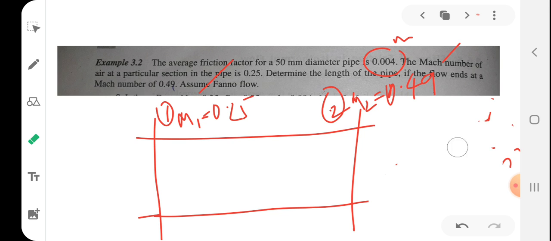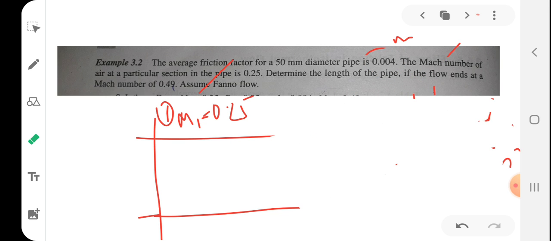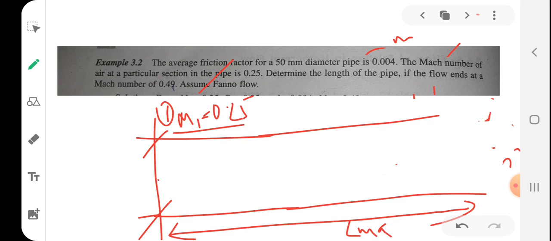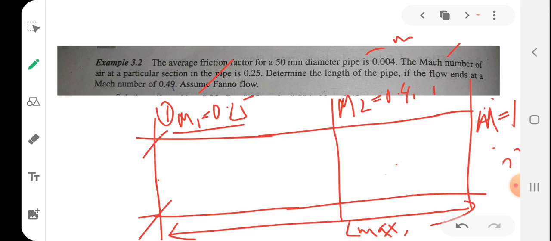Okay. So students, what is the physical meaning of this statement? You have a particular Mach number for a particular section, and the maximum possible length with this Mach number is L max 1, where the flow chokes. So here M equal to 1. This is an imaginary section, there is no such section, but the flow ends here at M2, M2 equal to 0.49.